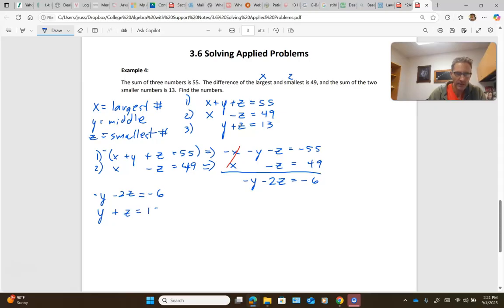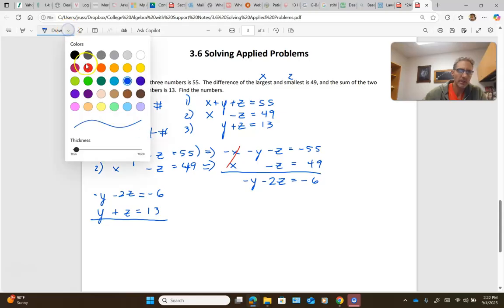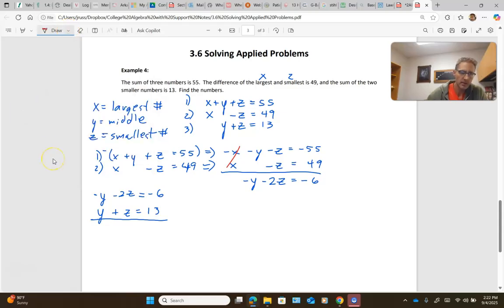And guys, if you're noticing, this one's going to work out real nicely, because the y's are already poised to eliminate themselves. Bam. And so -2z plus z is -1z. -6 plus 13 is 7. And if we divide both sides by -1, we get our value for z. It ends up being a -7.